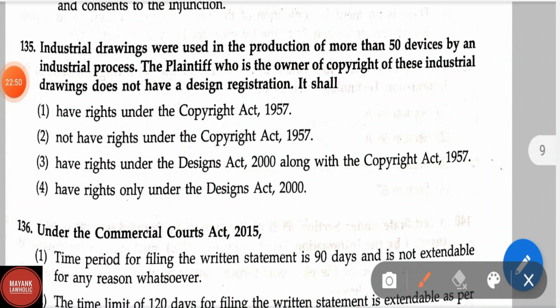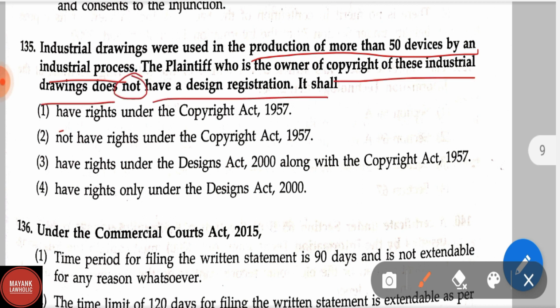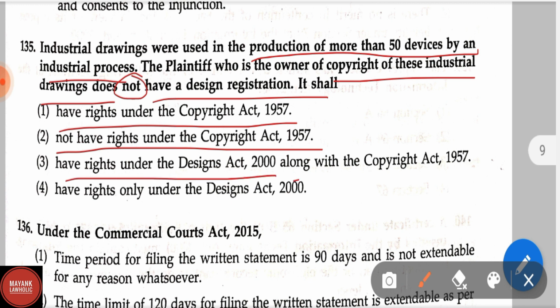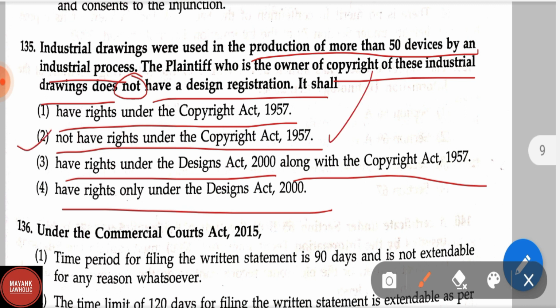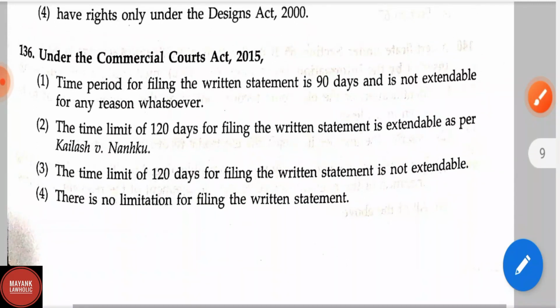Industrial drawings were used in the production of more than 50 devices by an industrial process. The plaintiff, who is the owner of copyright of these industrial drawings, does not have a design registration. It shall, options are: have rights under the Copyright Act 1957; not have rights under the Copyright Act 1957; have rights under the Design Act 2000 along with the Copyright Act 1957; and option 4, have rights only under the Design Act 2000. Here, the correct answer is option second, does not have rights under the Copyright Act 1957. Now let us see question number 136.